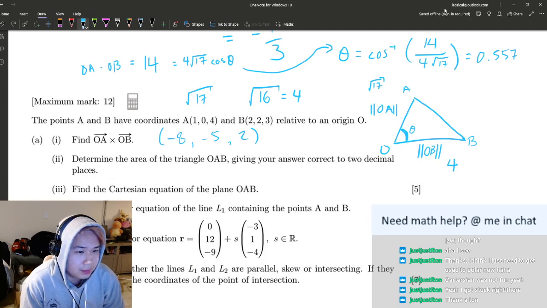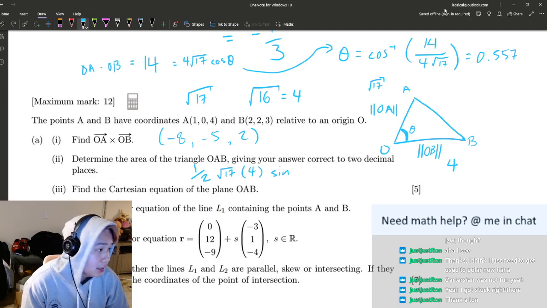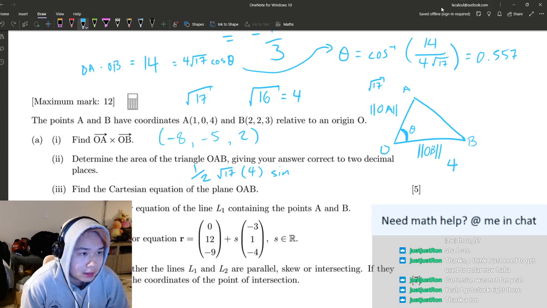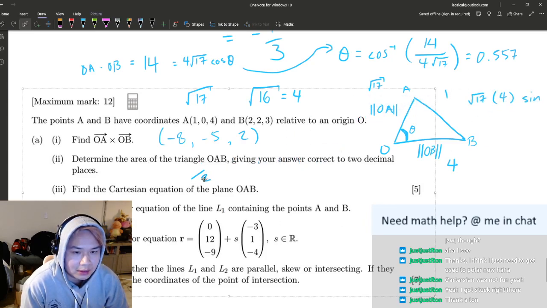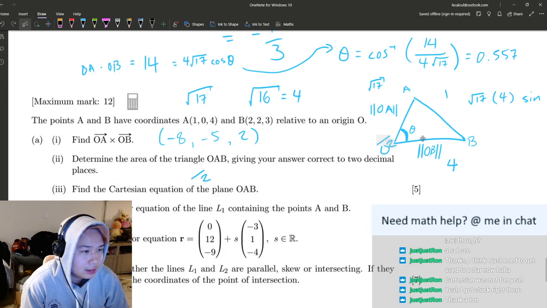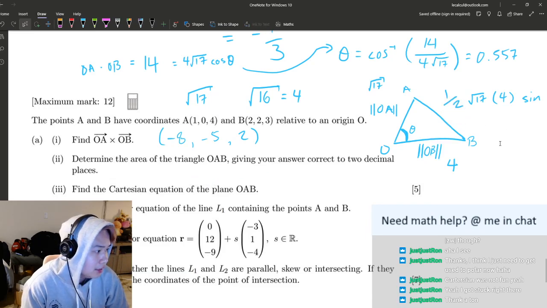Oh boy, okay, almost done. So then the area is 1/2 times root 17 times 4 times sine whatever. Oh shoot, there was such a better way to do this. I'm so dumb. Okay, we can do it this way. I should have realized sooner. Gosh. Like I said, I got a late night debuff right now.